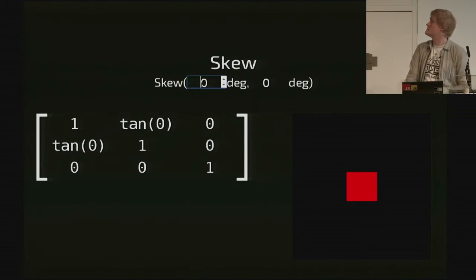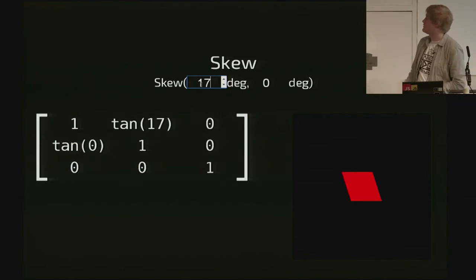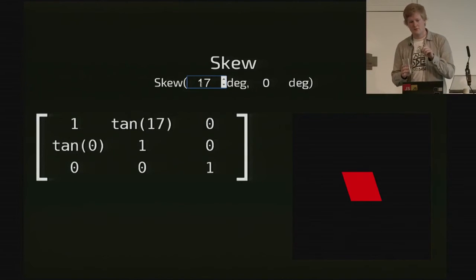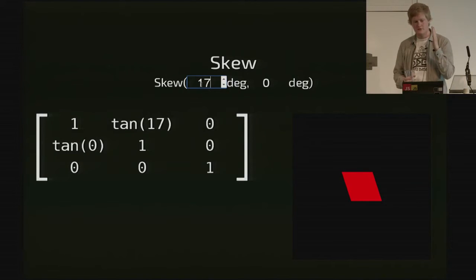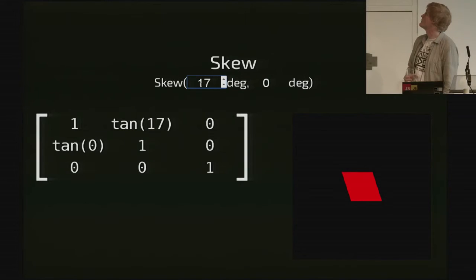If I change the value of the skew in the x direction, you can see that the positions of all the points move a little bit to the right. And this way, all the lines that used to be parallel to the y-axis are now shifted to the right by 17 degrees. And the same thing applies in the y direction.